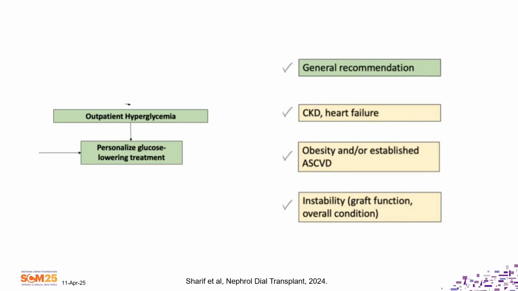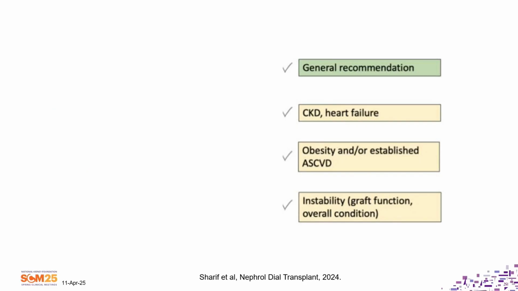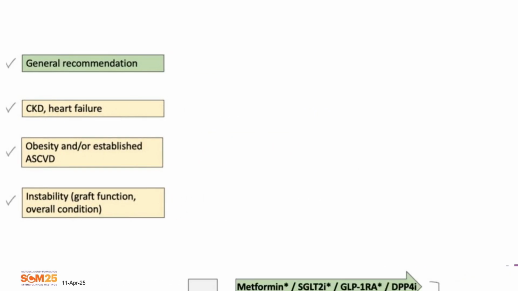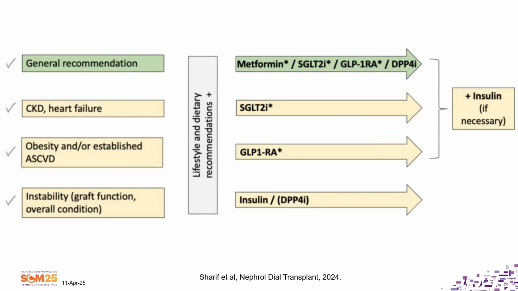So you want to look at general recommendations. What are the comorbidities? Do they have CKD, heart failure, atherosclerotic cardiovascular disease, obesity? What is their graft function looking like? What is their overall condition? And at least based on this consensus recommendation, anybody, you can consider metformin, SGLT2 inhibitor, GLP-1 receptor agonist, DPP-4Is.